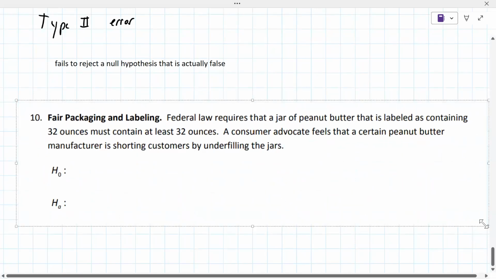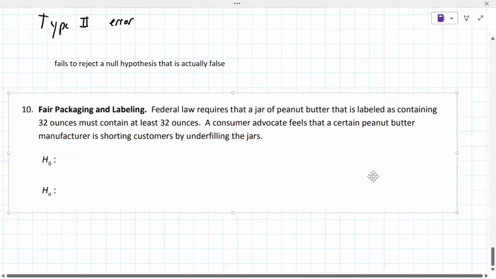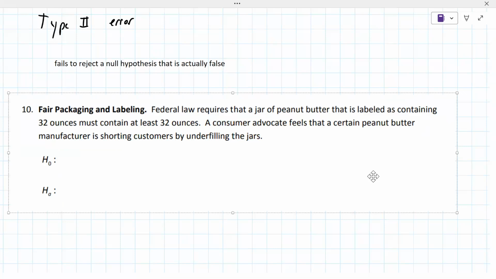Okay, so we did not do this one earlier. Do you want to try writing the null and alternative hypothesis for me, please? Federal law requires that a jar of peanut butter at least yield, otherwise it is shorting customers.